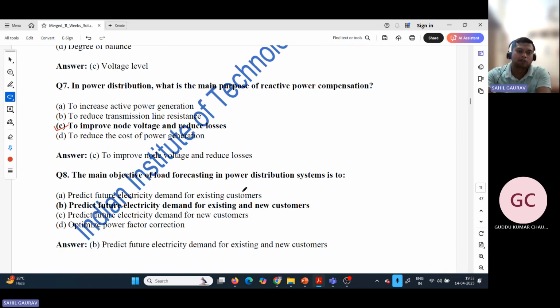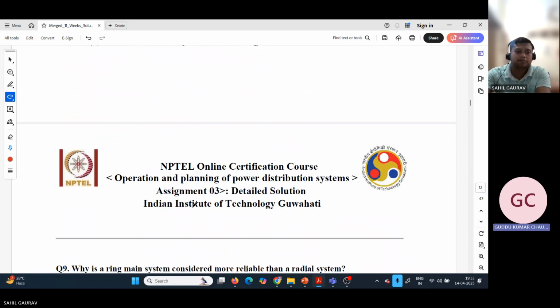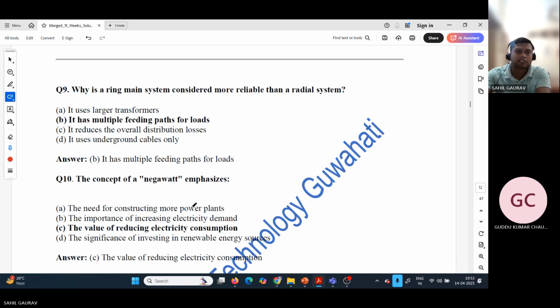The main objective of load forecasting in power systems is to predict the future electricity demand for existing and new customers. Sir, this type of question comes from current year questions? Yes, 2025, the current year assignment.